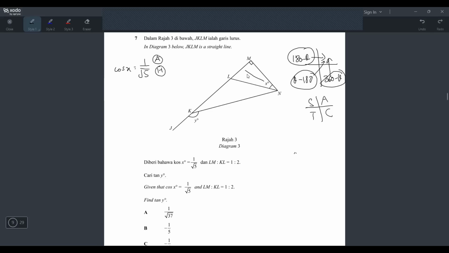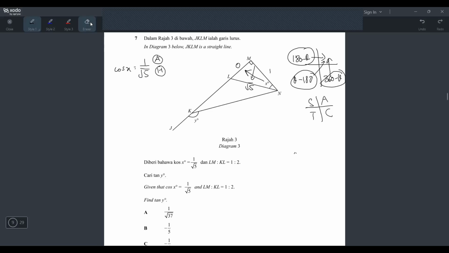We can straight away determine our opposite. The line in front of the angle is the opposite, the side in front of the 90 degrees is the hypotenuse, and the remaining side is the adjacent, right? So what is the adjacent? 1. So I can erase this and just write 1. The hypotenuse is square root 5, so erase this and write square root 5.